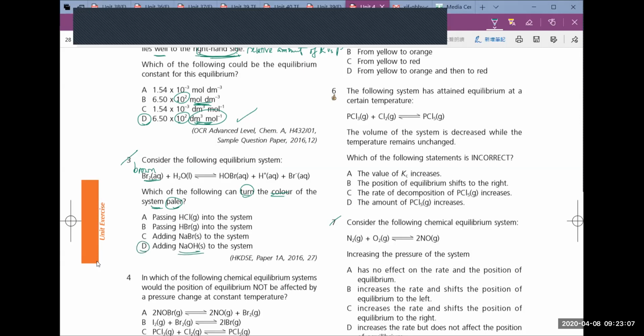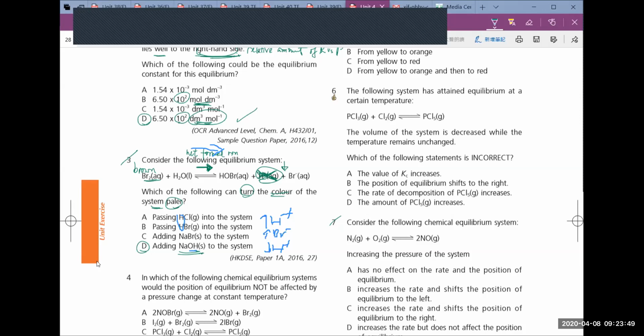Why? Adding NaOH, what will happen? How does it affect the equilibrium position? Yes, they will react with this. They will destroy some of the H plus, right? It will make that decrease. So according to Le Chatelier's principle, they want to do something to reduce this impact. I want to make it increase again. How? They will shift the equilibrium position to the right-hand side by carrying out a net forward reaction.